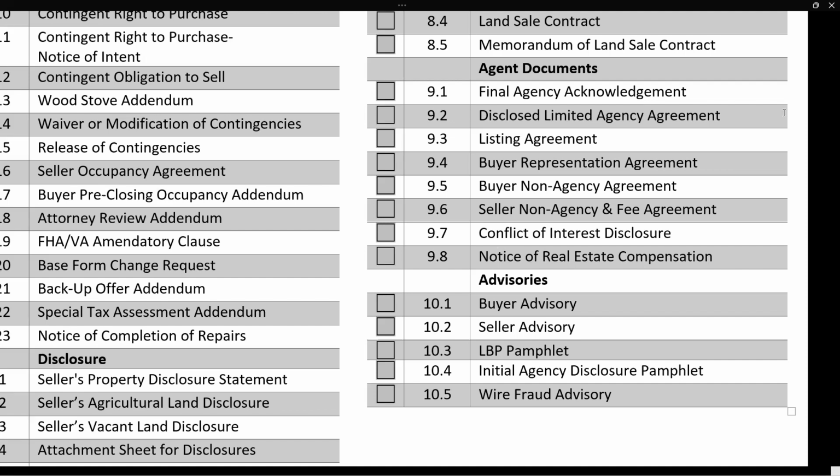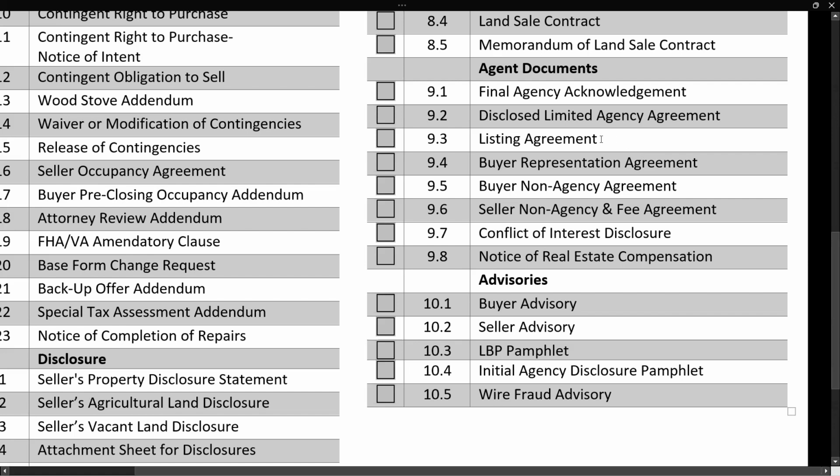9.2 is the disclosed limited agency agreement. It is used if you are representing both buyers and sellers, or representing many sellers in a transaction. The disclosed limited agency agreement needs to be in place before you begin your secondary representation. If you are a listing agent and a buyer comes up and says, I want to purchase this property, can you write an offer for me? You need the disclosed limited agency agreement in place with your seller before you can even begin the representation of that buyer. So have these disclosed limited agency agreements set up at the start point rather than the middle or the end point of your transaction.